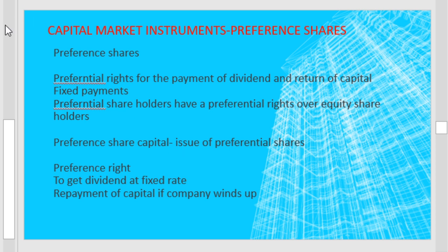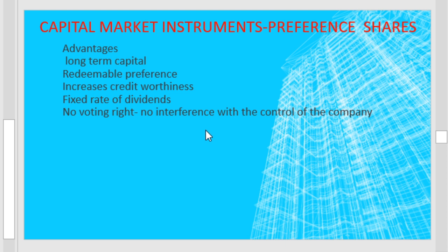Then advantages of preference shares. Some of the advantages of preference shares are, they are long-term capital. Preference shares provide a long-term capital for the company. Redeemable preference shares have the added advantage of repayment of capital. Whenever there are surplus funds with the company, they can redeem the shares.